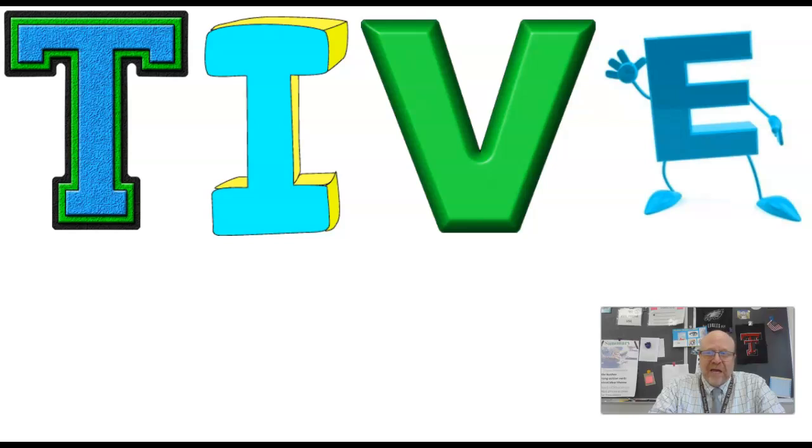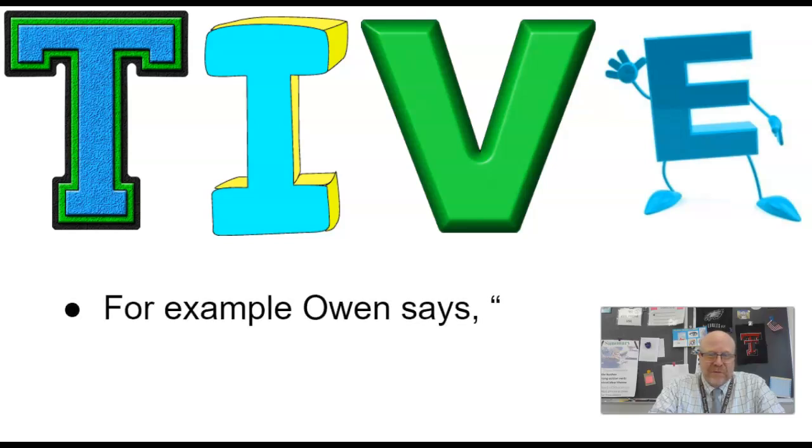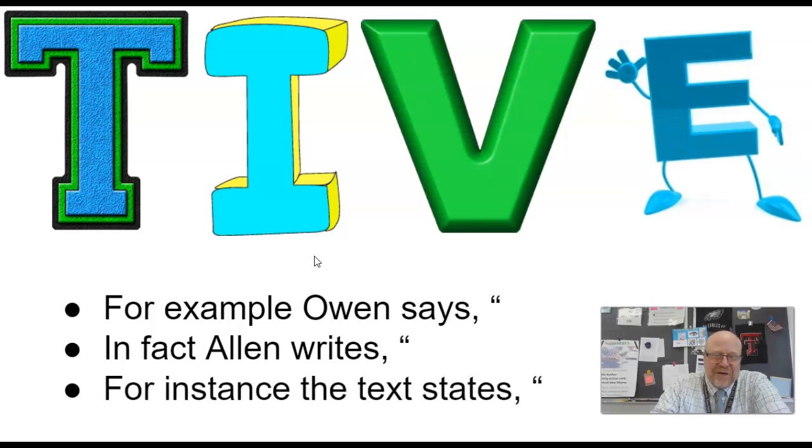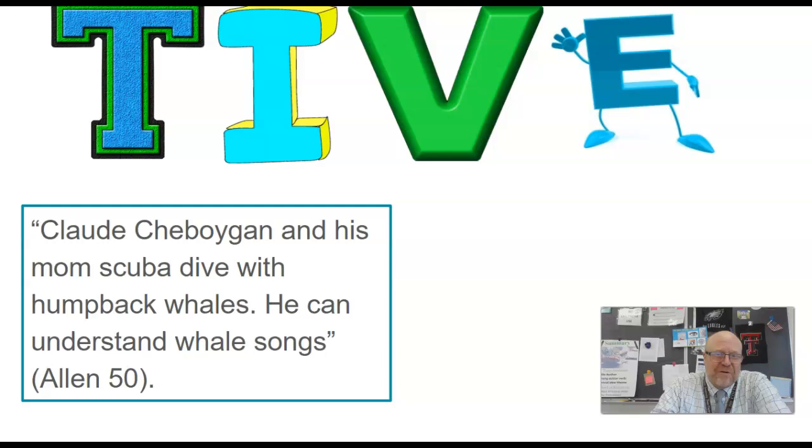All right, and then we add the E, the evidence. So here's an example of transition, indicator, verb. The quote would stand for evidence. For example, Owen says. In fact, Allen writes. For instance, the text states. So if I look at this: Claude Sheboygan and his mom scuba dive with humpback whales. He can understand whale songs. The rumors were nonstop about Adele and Claude.